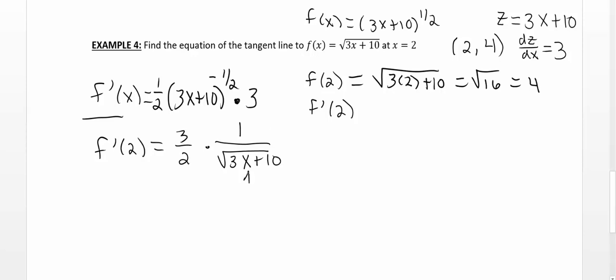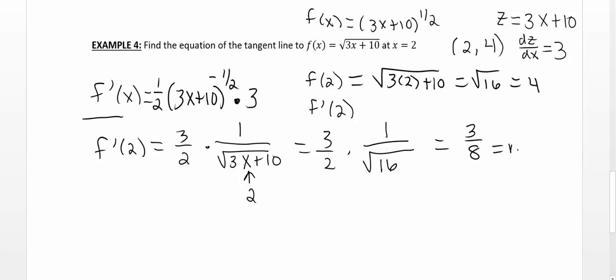Now I have to substitute in a 2 for x. When I do that, I get 3/2 times 1 over the square root of 3 times 2 is 6, plus 10 is 16. So again, I get the square root of 16, which is 4. So 3/2 times 1/4 will give me 3/8. And again, that's the slope of the tangent line.